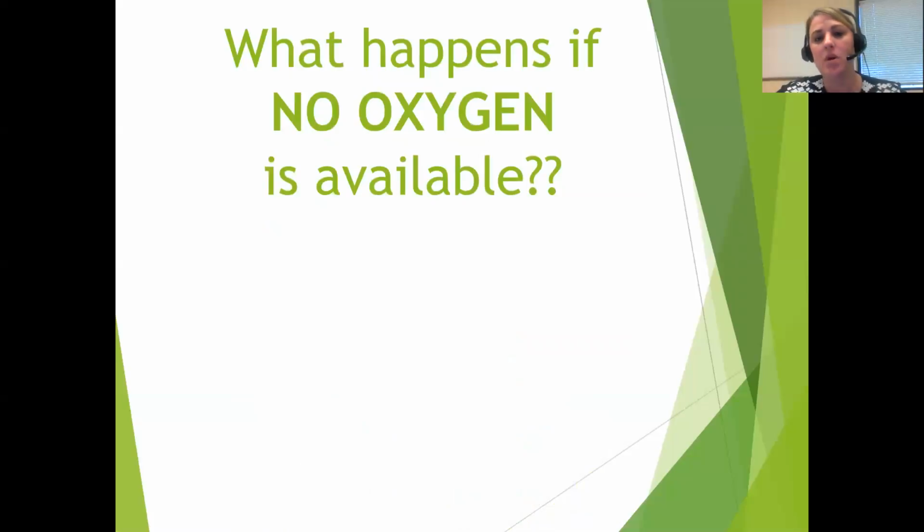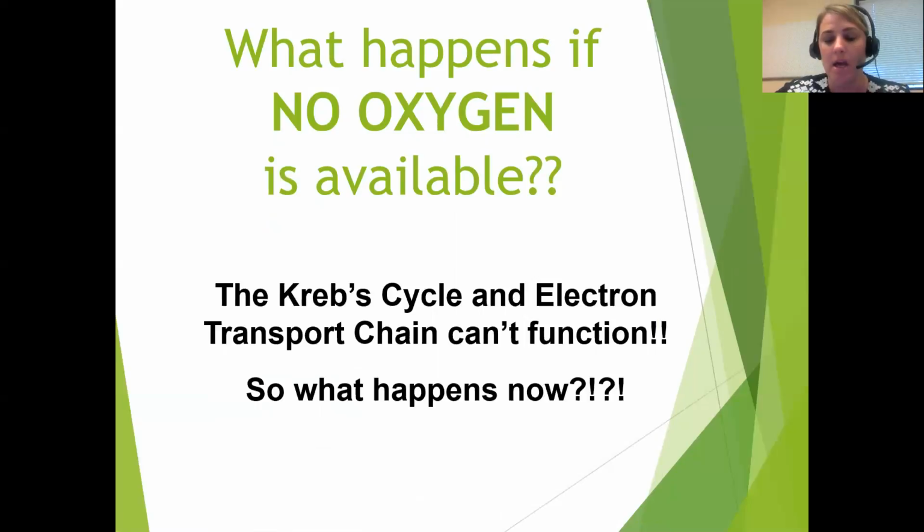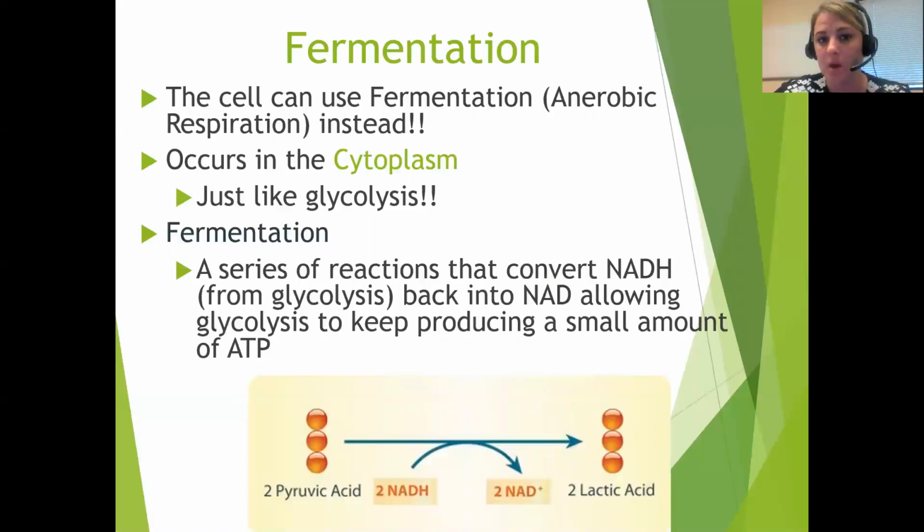So what happens if no oxygen is available? Then we're going to bypass the Krebs cycle and electron transport chain. It's not going to function. So what happens now? Well, we go into a process called fermentation. If there is not any oxygen available, it will go through glycolysis and then into fermentation. Again, if no oxygen is present after glycolysis, it will go into fermentation, and our products are much different.